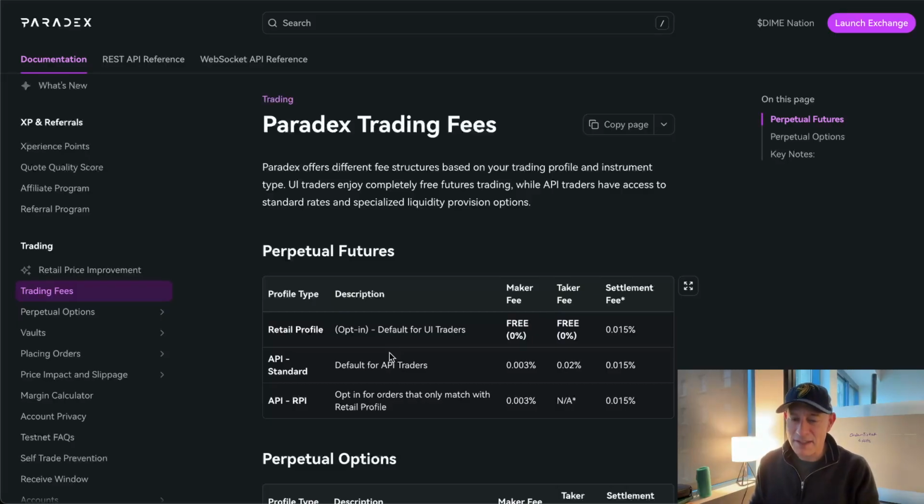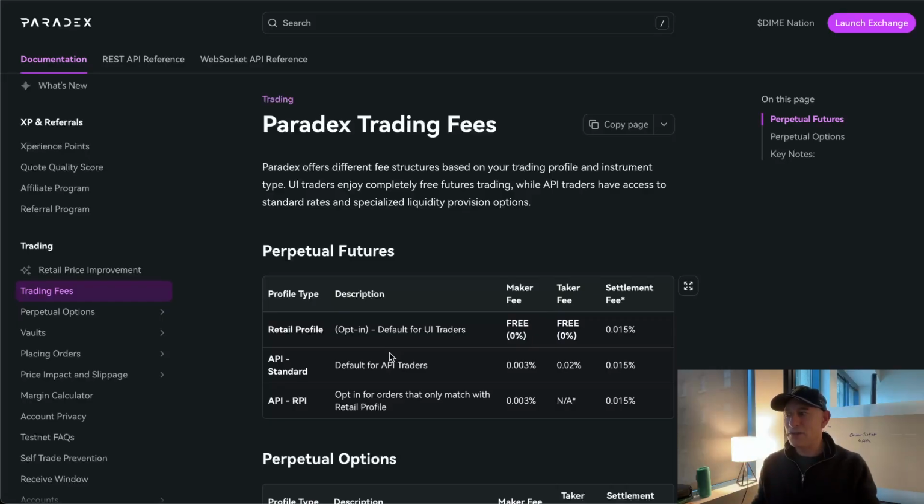You do pay a 1.5 basis point settlement fee. So if you're holding on to contracts and they decide to delist those contracts and they need to settle that out, and because you are not closing your position out when they delist it, you're going to pay 1.5 basis points for that. Now, for API traders, it gets a little more complicated.